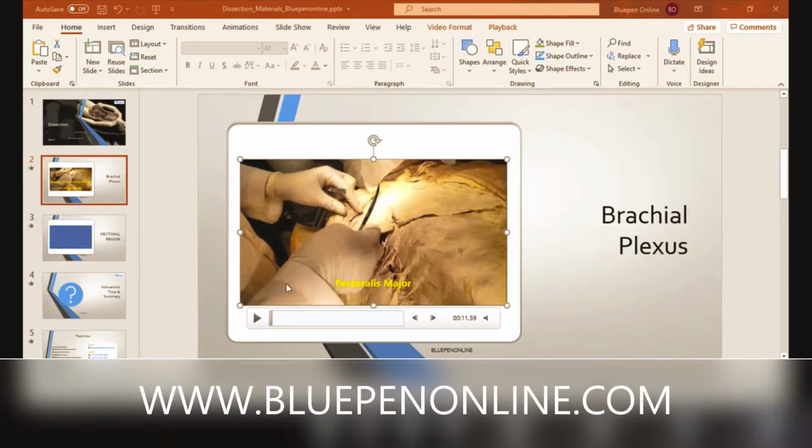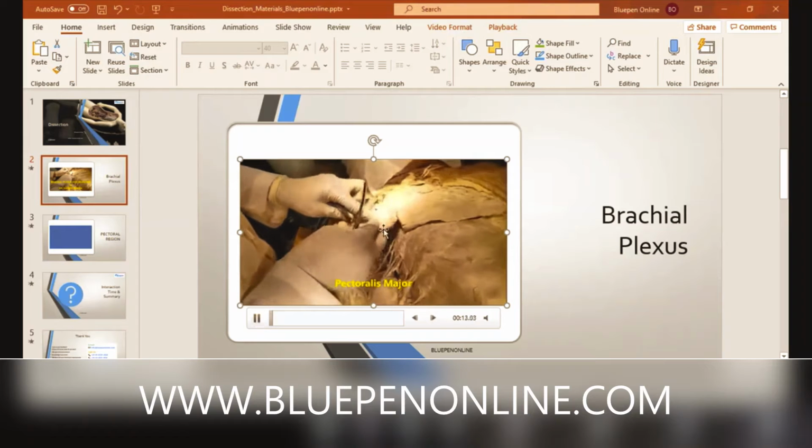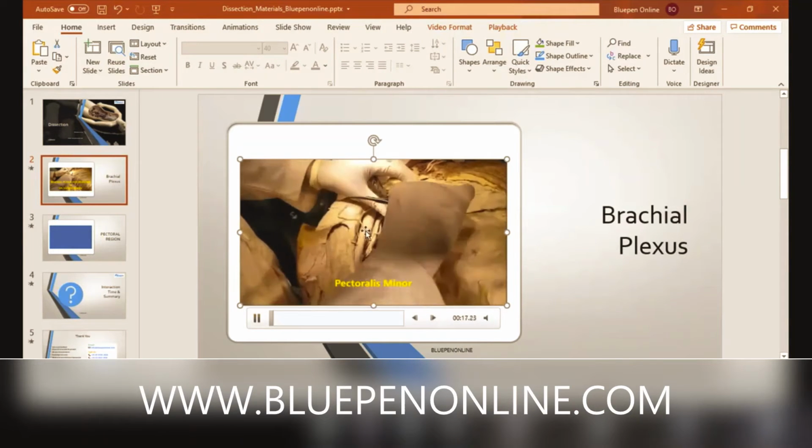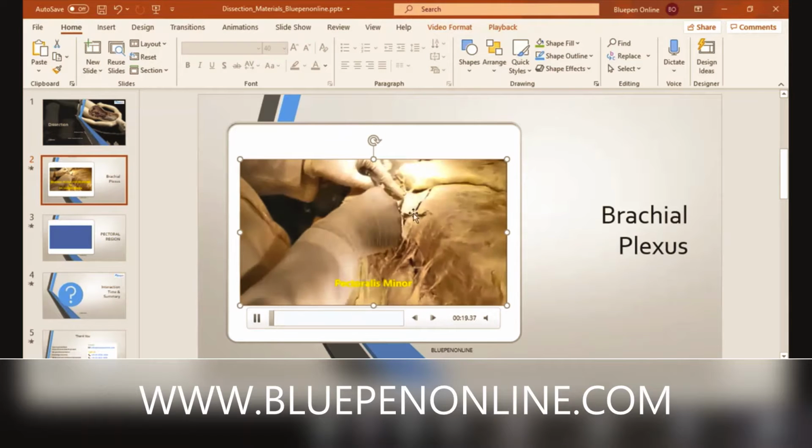Okay. So this is the pectoralis major muscle, which is the anterior wall of the axilla. So what are the anterior wall of the axilla? Pectoralis major and minor, right? So see here. This is the pectoralis major muscle. So it's cutting and removing. It's reflecting now. So pectoralis major is over.